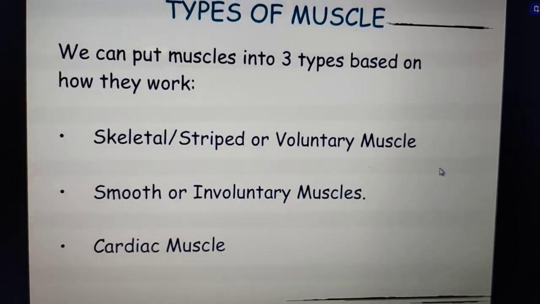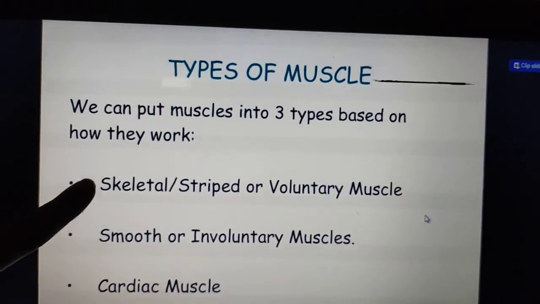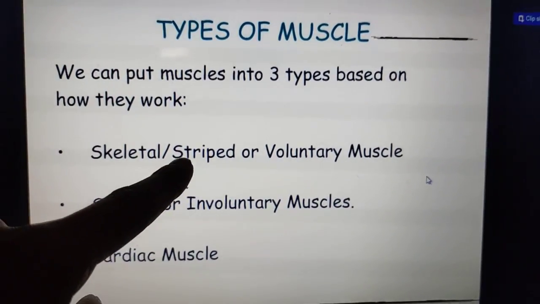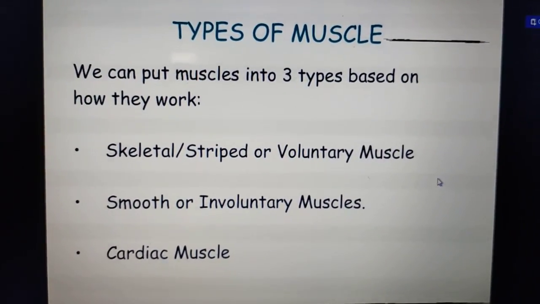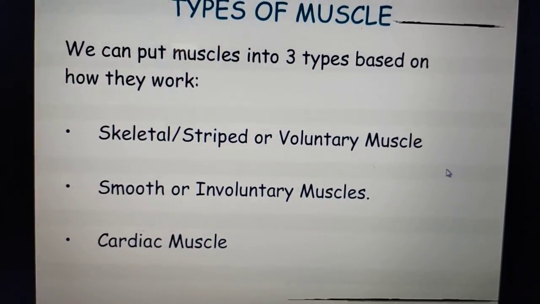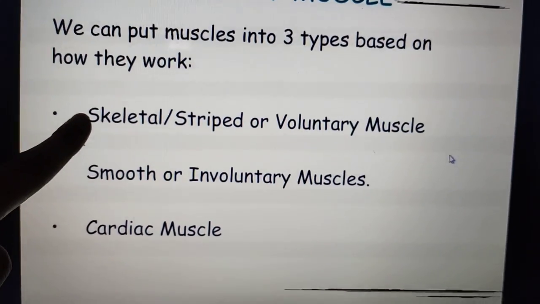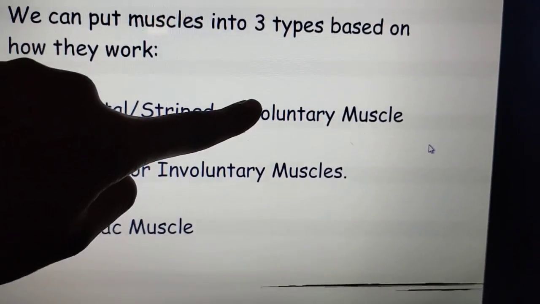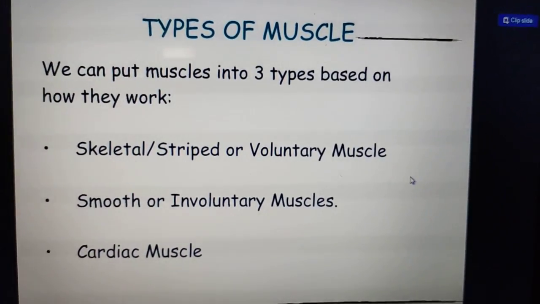Very, very important thing, they might ask in the exam also. See, we have 3 types here. First one is skeletal muscle, or we can say striped, or voluntary muscle. Second type is smooth muscles, or we can say involuntary muscles. And the third one is cardiac muscle. Okay, first one is skeletal muscle, smooth muscle, cardiac muscle, or we can say voluntary, involuntary, and the cardiac. Clear? These are the types of muscle.